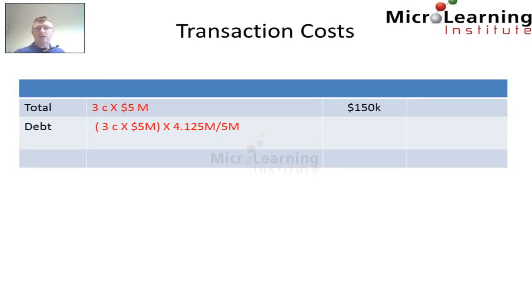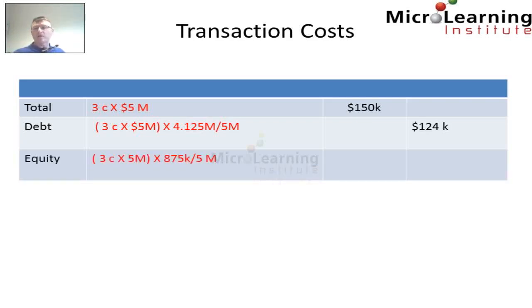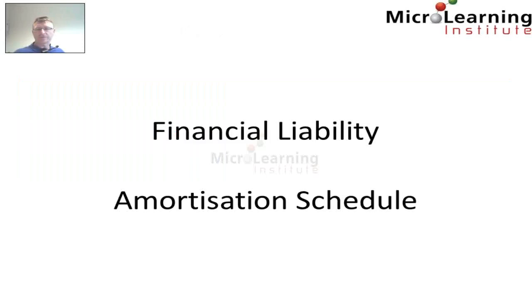The debt share of those, again, we know that the debt component is $4.125 million out of a total debt plus equity of $5 million. So the debt share of those is $124,000. And the equity is represented by the balancing figure of $26,000. So transaction costs are now split, with $124,000 being allocated to the debt component of the transaction and $26,000 being allocated to the equity component of the transaction.